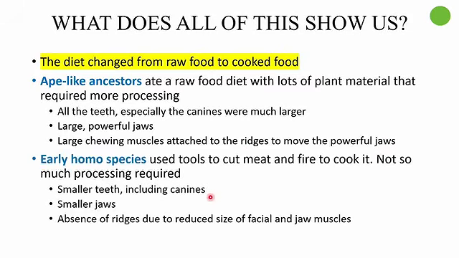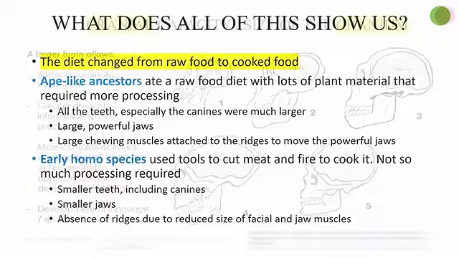For our early Homo species, they used tools to cut their meat, and they used fire to cook it. So much more processing was required beforehand before eating your food. We found that there were smaller teeth, including the canines, smaller jaws, and an absence of ridges due to the reduced size of the facial and jaw muscles. From the teeth perspective, we also see that the enamel became much thicker over time.